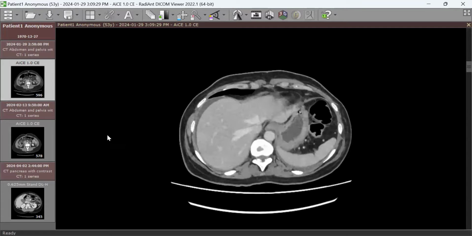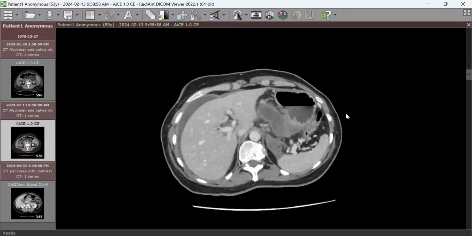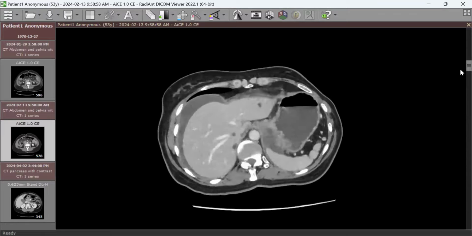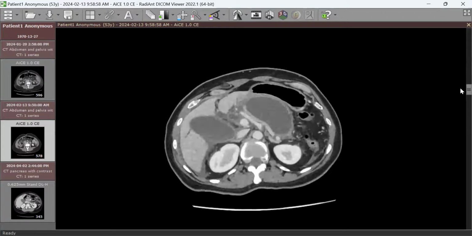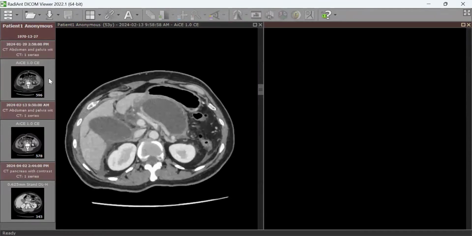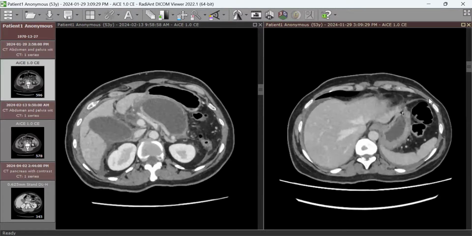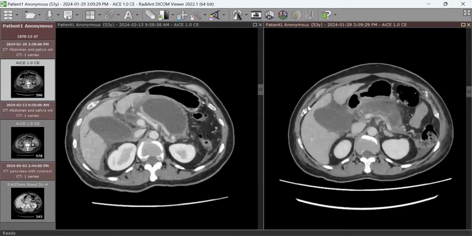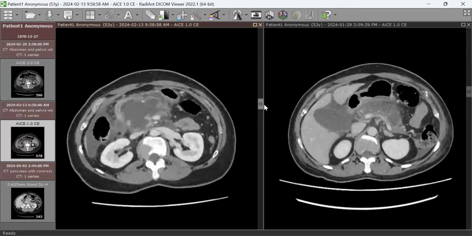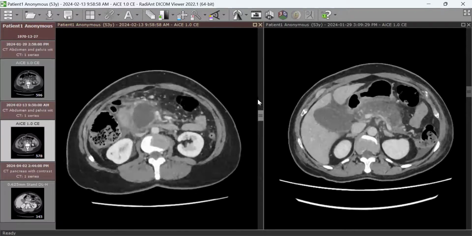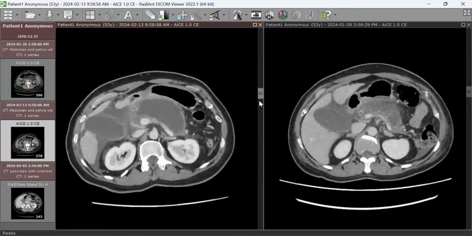I will show you the next scan. This one is done 2 weeks after the first one. And look at the changes here. Yes. I might put them together. Okay. Let me know the changes that happened to the process here.